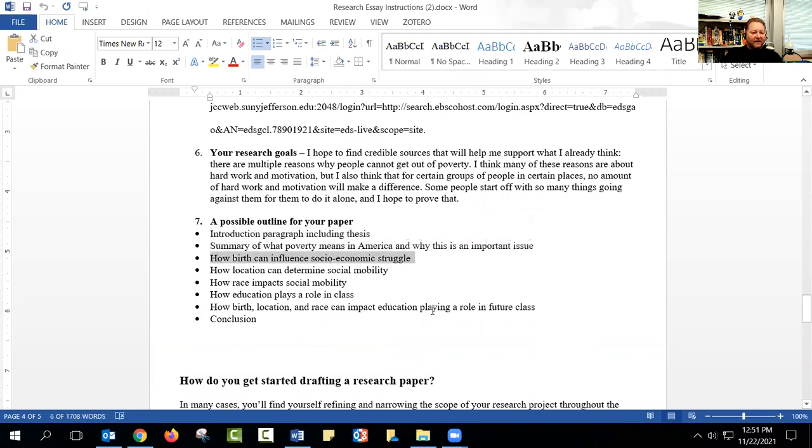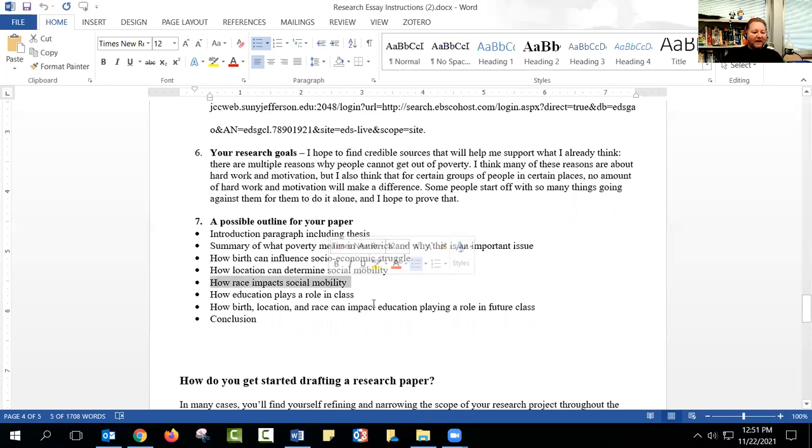One of my paragraphs is going to be about how birth can influence your economic struggle. One of them is going to be about how location can determine your social mobility. Because you think about if you live in a very large city, there are more opportunities. If you're in New York City, there's lots of ways to possibly get out of poverty. But if you live way out in the middle of nowhere and there's only 50 people that live in your village, there's not a lot of room for mobility. There's not a lot of room to grow, right?